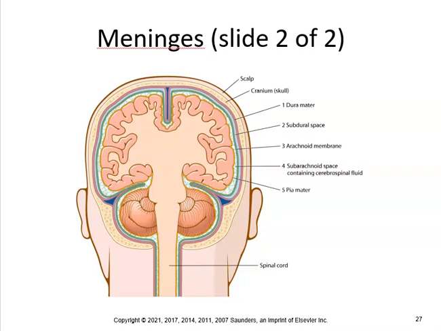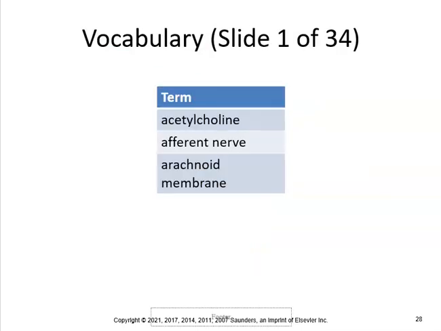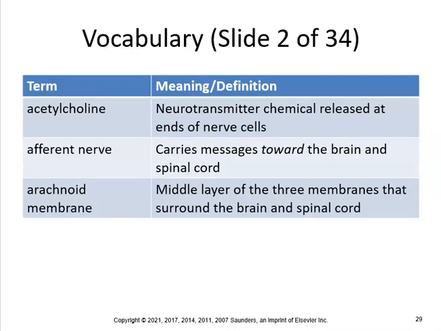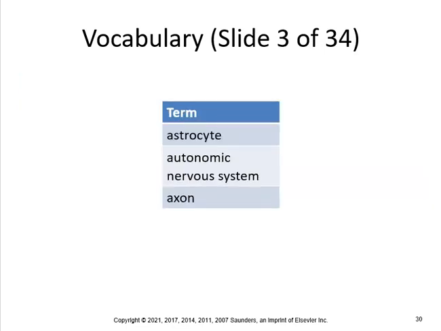All right, so let's get to the actual vocabulary. Here's acetylcholine, an afferent nerve, arachnoid membrane. So acetylcholine is a neurotransmitter, a chemical released at the end of nerve cells that carries messages toward the brain and spinal cord. Arachnoid membrane is the middle layer of three membranes that surround the brain and the spinal cord. Astrocyte, autonomic nervous system, axon.